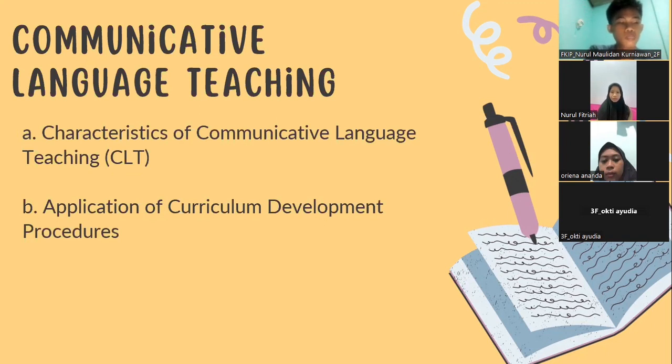The fourth, sequencing and progression. Organize the curriculum content in a logical sequence, ensuring that learners build on their language skills progressively. Start with foundational concepts and gradually introduce more complex language structures and functions.